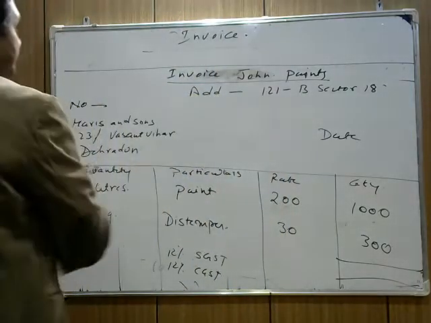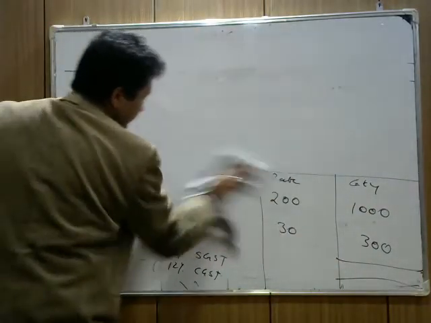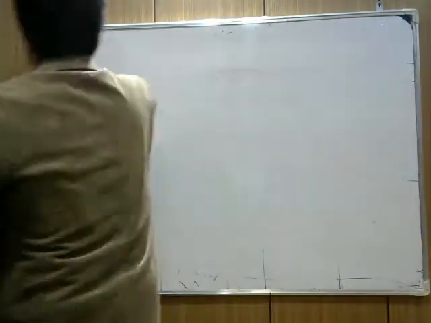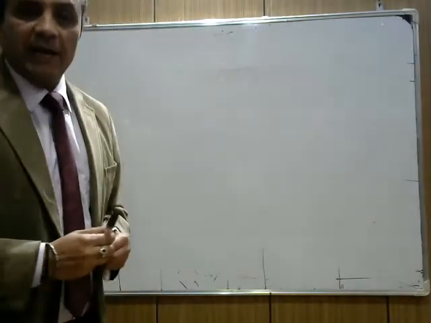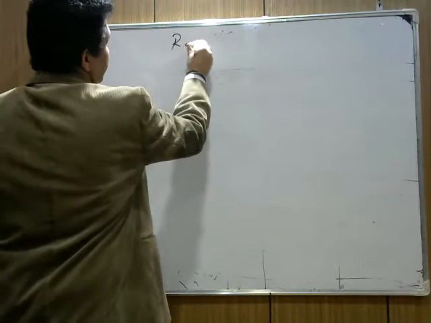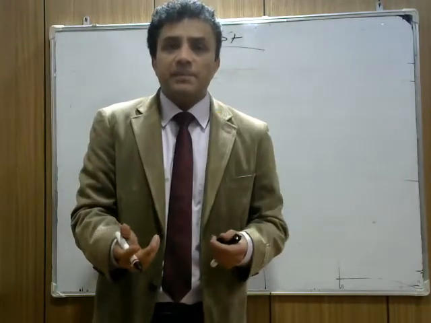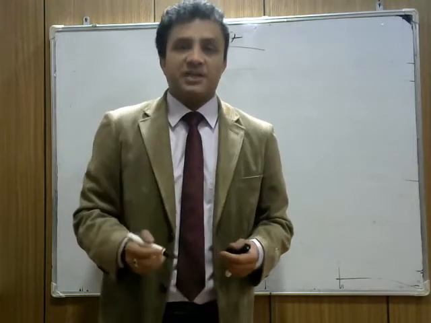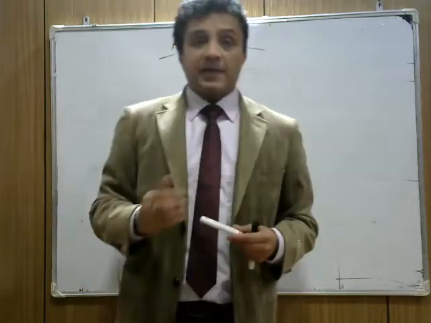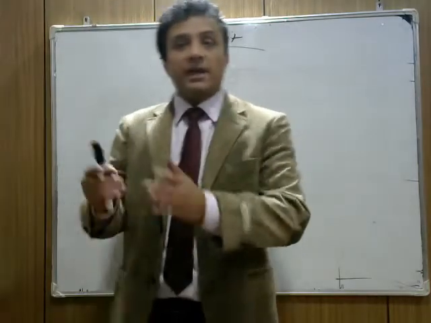Next we need to prepare receipts. How we prepare receipts? You know that when we receive cash or check, in that case we have to prepare a document called a receipt. So what is a receipt? A receipt is the evidence of making the payment on account of any business transaction. When you receive cash or check in your account, you receive the evidence of the payment received on account of any business transaction.